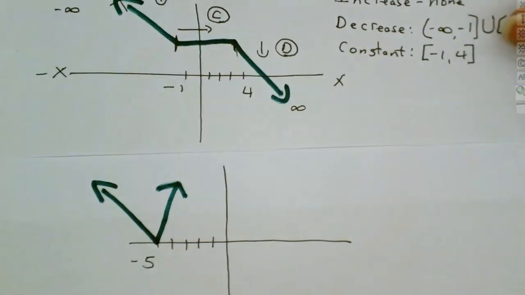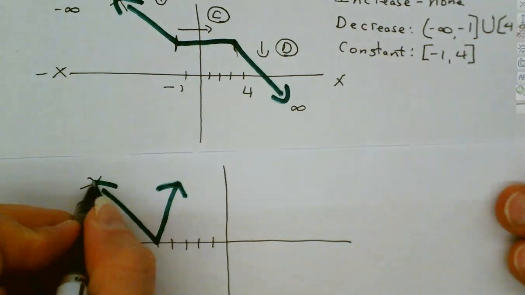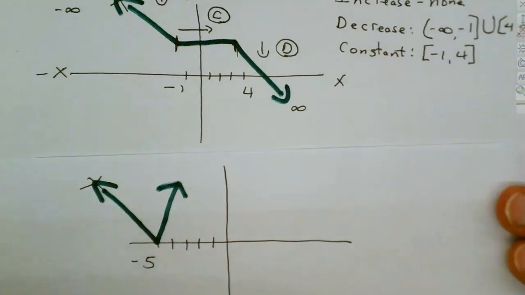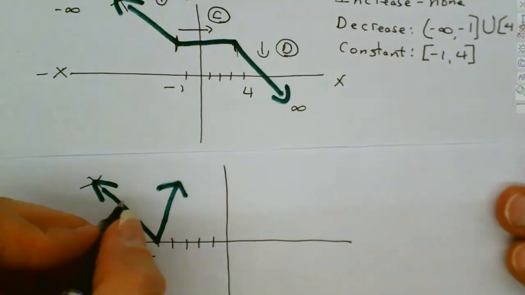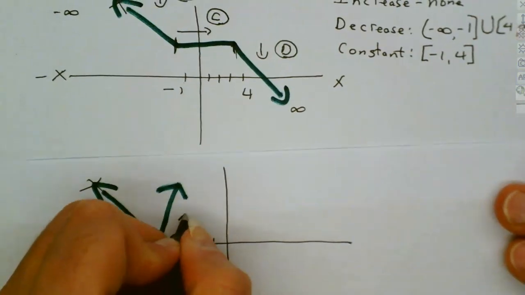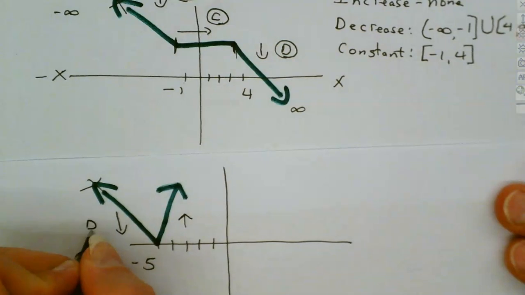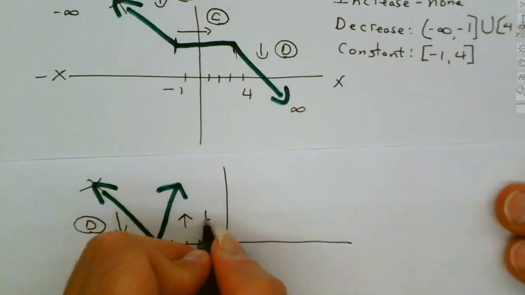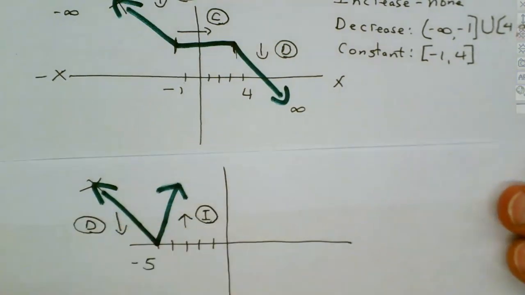So same concept here. Start here. Always start on the left, and you work your way to the right. So it's going down, and it's going up. So this is the decrease part. That's the increase part, right? Down and then coming back up. Is this function ever constant?